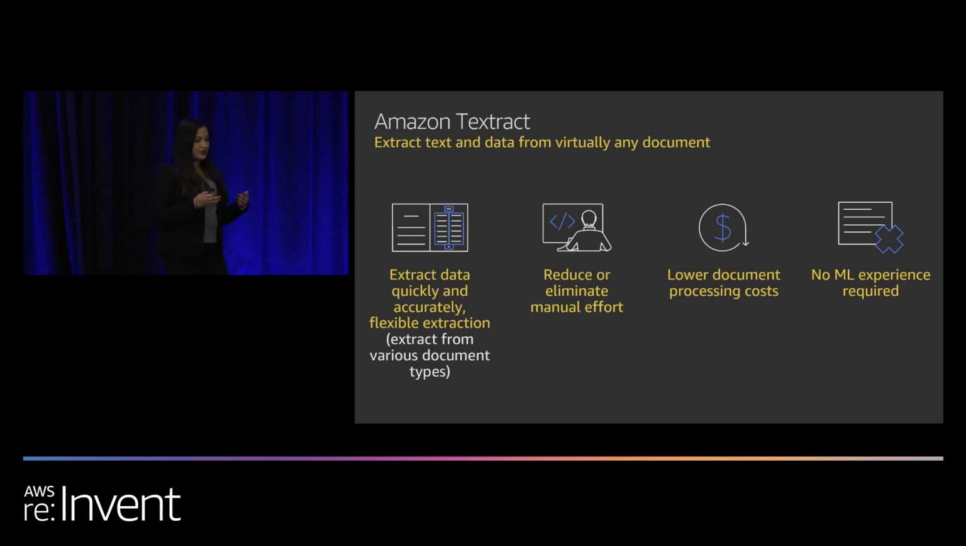All of these partners and customers are able to take benefit of Amazon Textract to extract text quickly, accurately, and retain the flexibility of working across various document types. They are able to reduce the amount of manual effort that had previously been spent on processing these documents. They have been able to reduce the cost their organizations had to incur in processing these documents, and they're able to do all of that without requiring any prior machine learning experience.